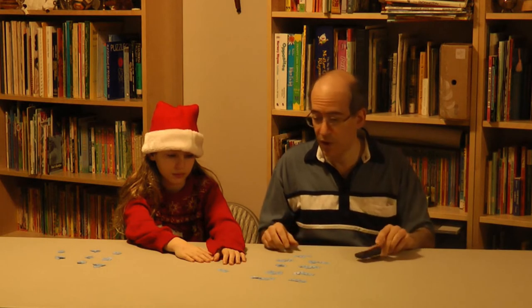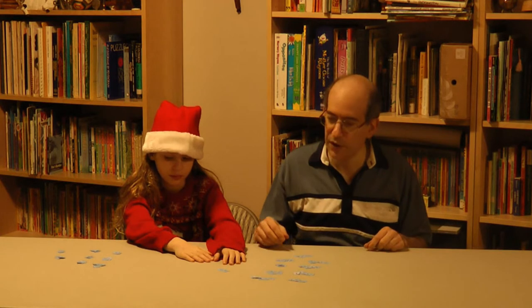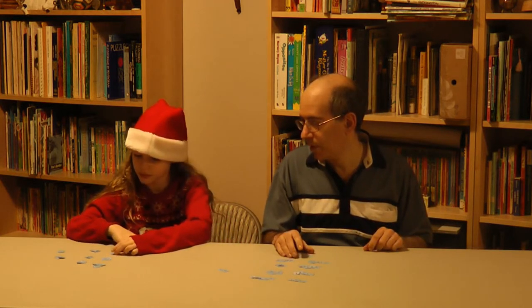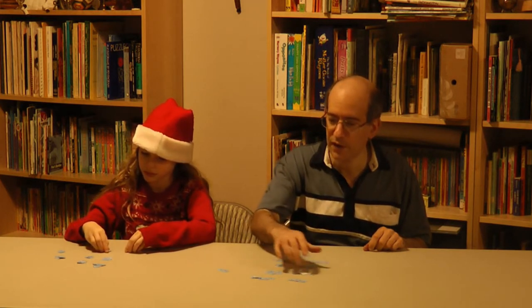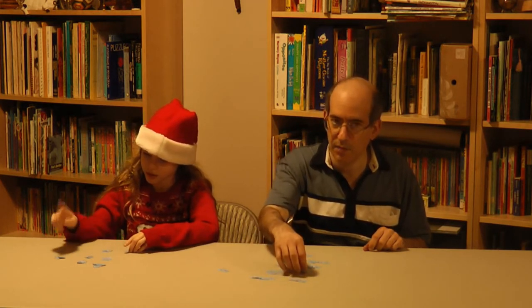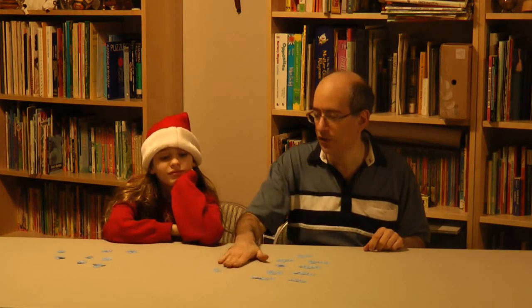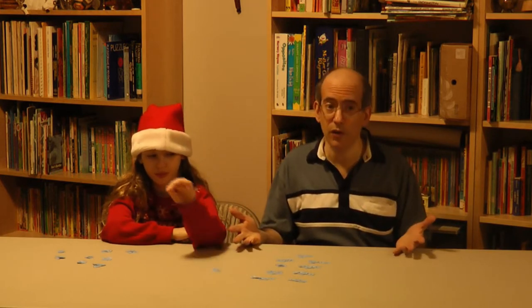All right, so we have two left, and let's see how many piles we have. How many piles do you have? 1, 2, 3, 4, 5, 6, 7, 8, 9 piles. You have 8. So that's 17 piles with 2 left. That's 17 with the remainder 2. And that is 87 divided by 5.